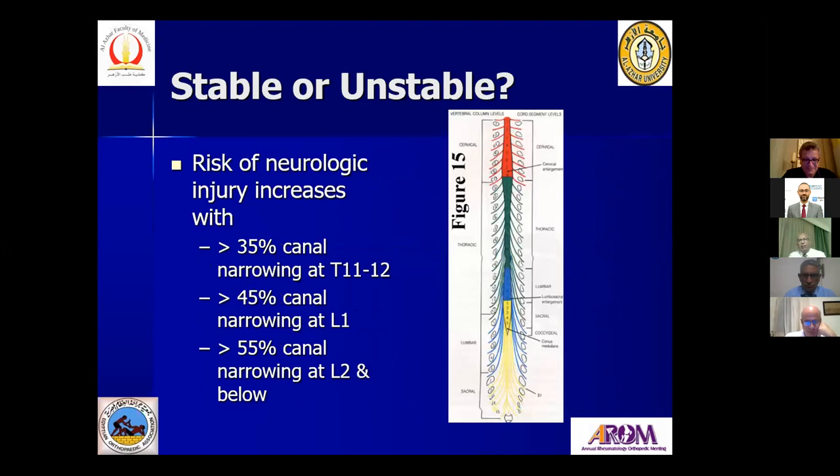The very important thing is the risk of neurological injury. The risk always occurs at two important places, related to the decrease in the diameter of the spinal canal: 35% canal narrowing at T12, 45% canal narrowing at L1, and 55% canal narrowing at L2 and below.